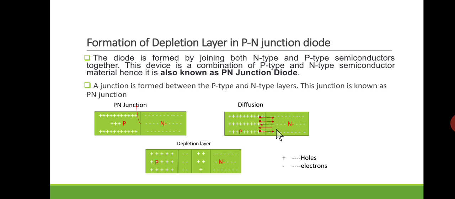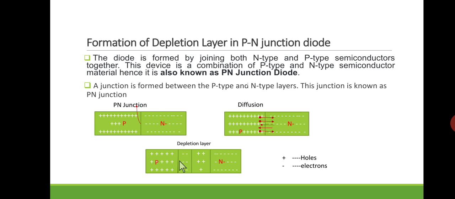And in the n type what happens? The electrons are attracted towards the holes. Okay. So after combining this, what happens? They form a layer at the junction. This combined electrons and holes, no? They form a layer near the junction. This is called the depletion layer.